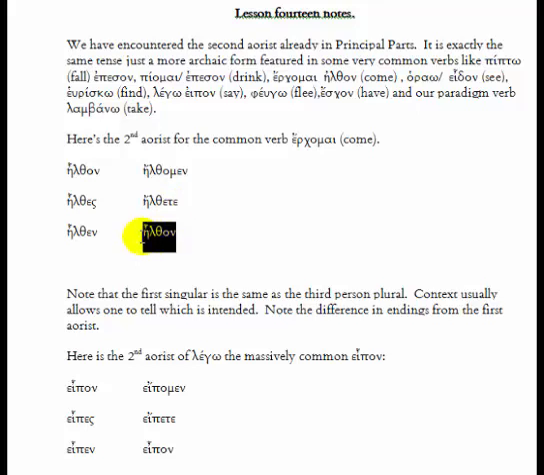Again, for a second aorist, the third person plural is identical to the first person singular. The way a Greek says I came is exactly the same as saying they came. So how do you know the difference? You don't, except for context, and usually there it's clear. Or of course if there's a pronoun expressed, or the actual subject is expressed, then you would know.